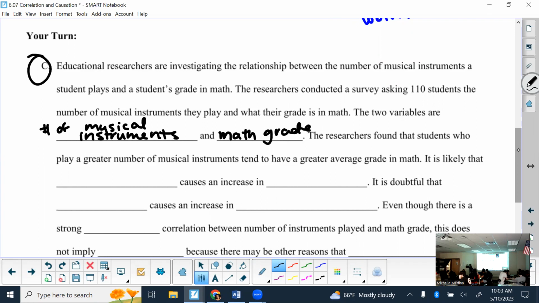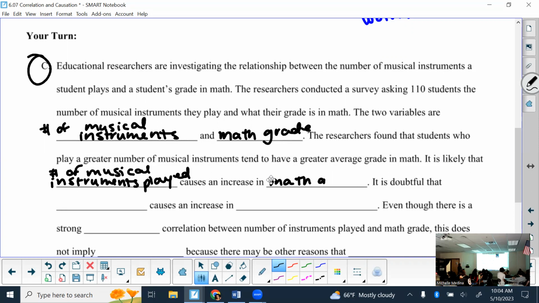But we have the researchers found that students who play a greater number of musical instruments tend to have a greater average grade in math. Is it likely that blank causes an increase in blank? So what would go in the first blank? It is likely that the number of musical instruments played, a lot, causes an increase in what class?